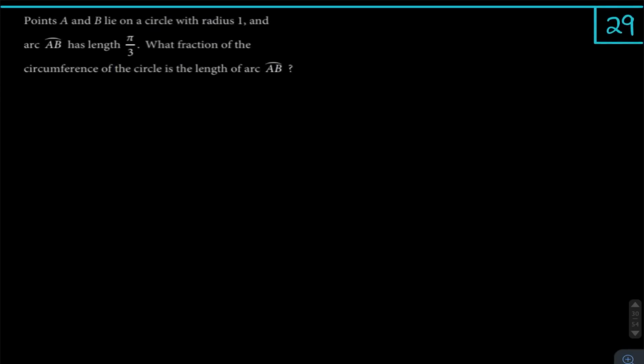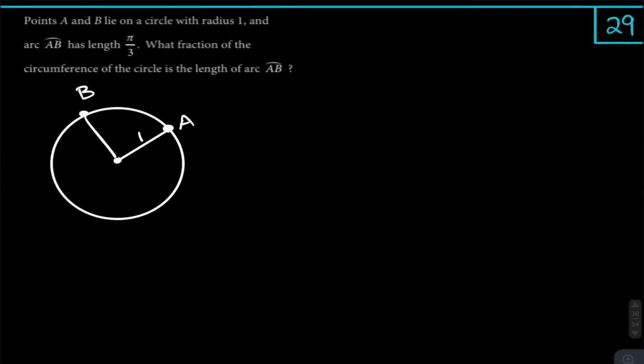Moving on to problem 29. We have that points A and B lie on a circle with radius 1. So let's write that. Sometimes it works, sometimes it doesn't. So points A and B lie on a circle with radius 1. So we'll draw a circle here, radius 1. And we have that this arc AB has a length of pi over 3.